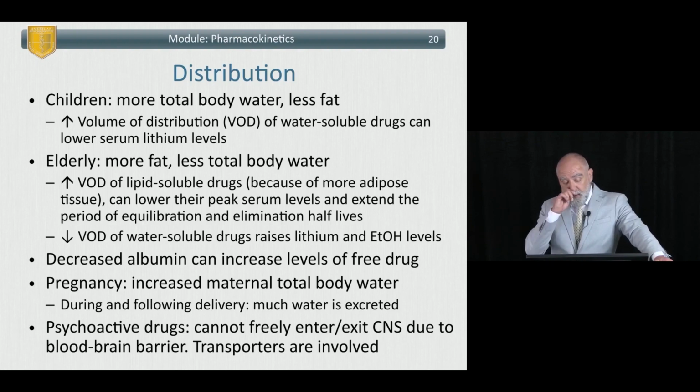Now, decreased albumin, as can occur with malnutrition, can increase levels of free drug. Pregnancy increases maternal total body water dramatically. And then during and following delivery, much of that water is excreted. So, this is most relevant to lithium. During a pregnancy, if you have the pregnant woman being treated with lithium, to maintain a therapeutic level, her dose may need to continue to be increased during the course of pregnancy until it stabilizes maybe in the third trimester.